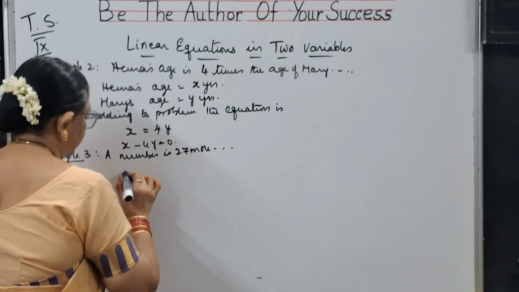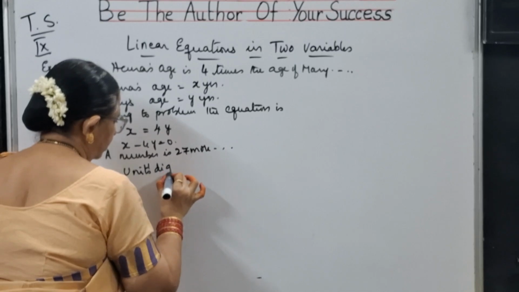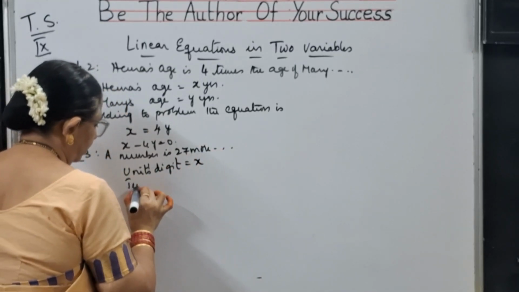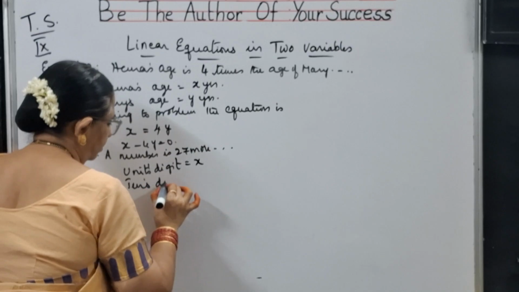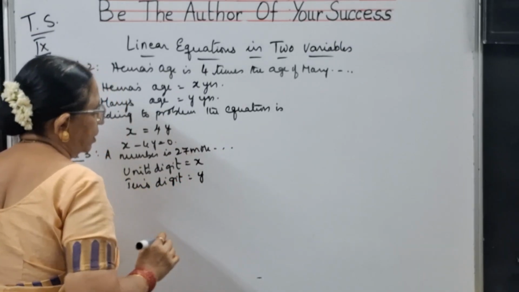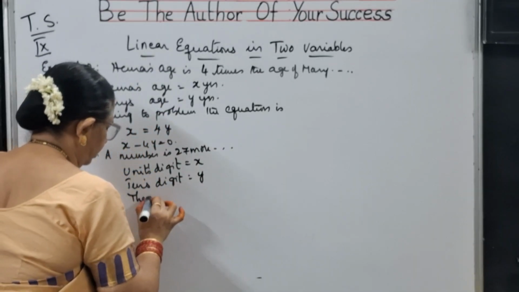So what is the units digit? Units digit is given as x and tens digit is given as y. You have to write the number actually here.